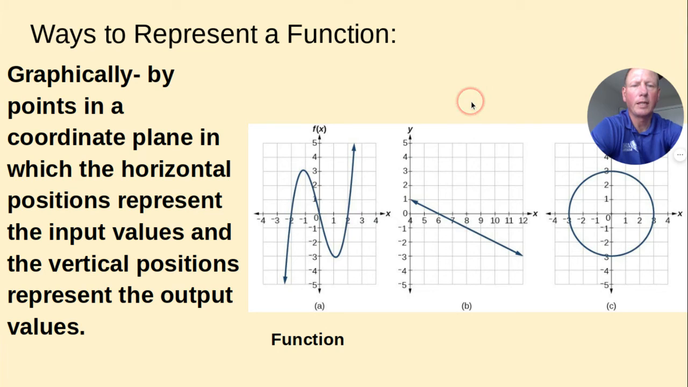The second one's a linear line. It's also a function. The only way that a linear line would not be a function is if it were a vertical line. And then the last one is a circle. Notice on the circle, for my x value 0, I have y values of 3 and -3. So therefore, that indicates that this is not a function. It would also not pass the vertical line test.